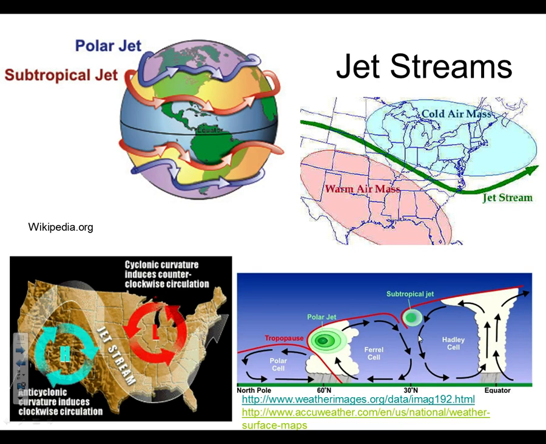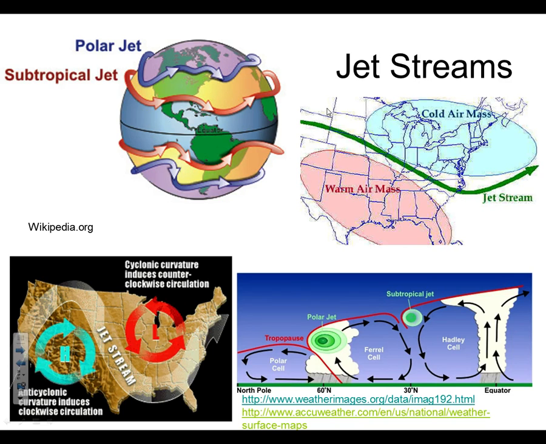Jet streams are strong currents of wind located at about the tropopause. Okay, so strong currents of wind located at about the tropopause. Think about them as like a river of wind at the tropopause. Again, tropopause, remember, is the boundary between the troposphere and the stratosphere. So it's a strong river of wind at that level.